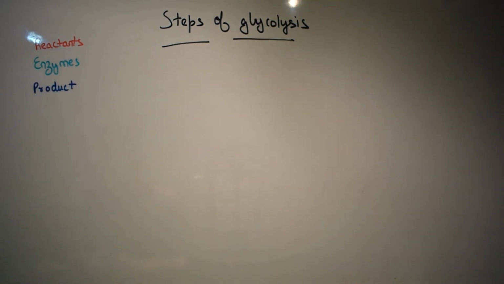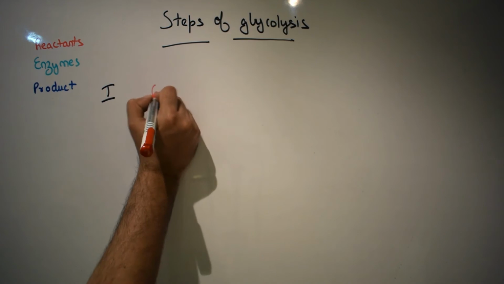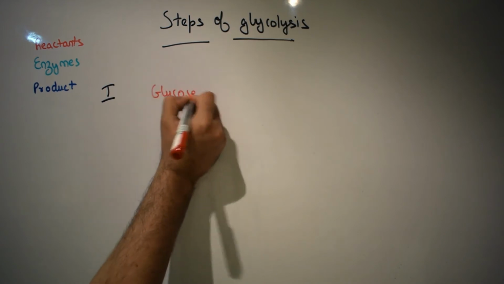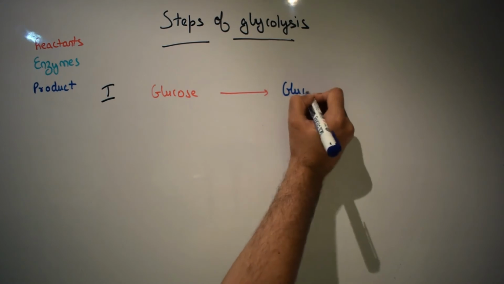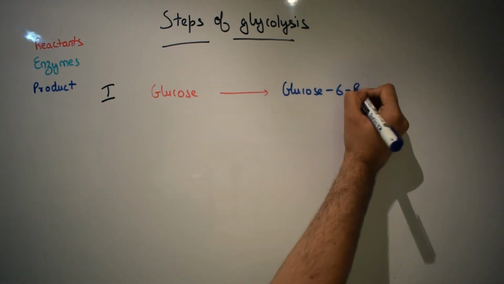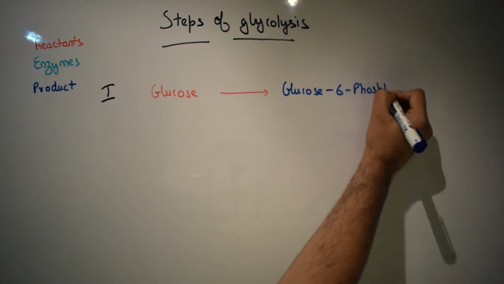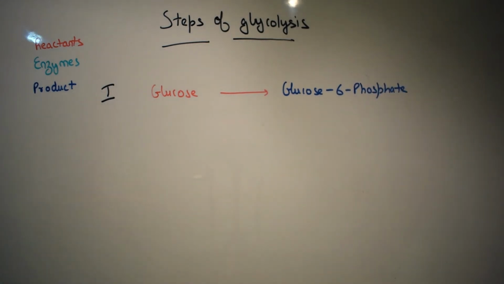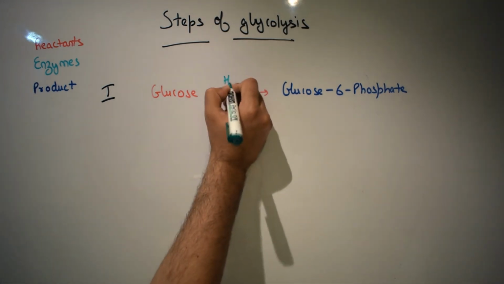Okay, so in the first step of glycolysis, step number 1, this glucose is converted to glucose 6-phosphate. So a phosphate group is added to glucose. So glucose gets converted to glucose 6-phosphate by the action of enzyme hexokinase.